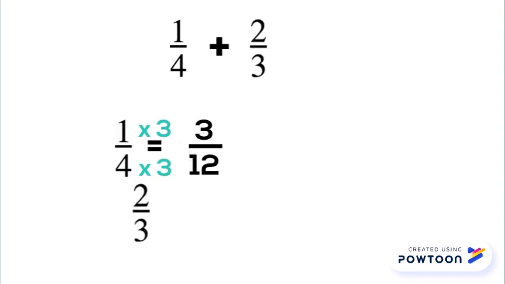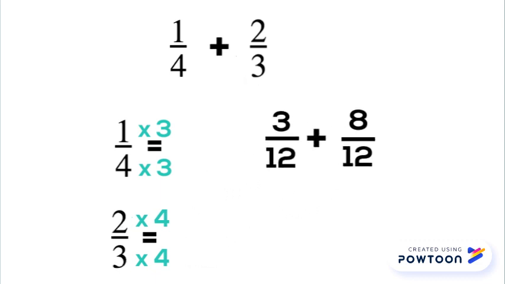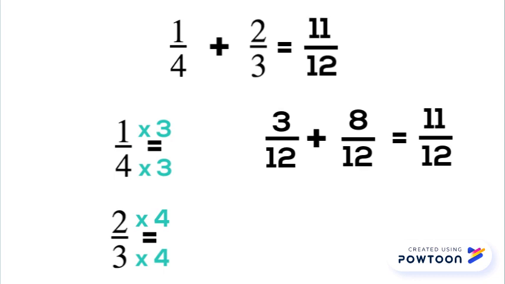Now we'll turn 2/3 into an equivalent fraction with the denominator of 12. We know 3 times 4 is 12, so we multiply our numerator by 4, and we get 8/12. Now we can add our fractions because they have like denominators. So we do 3/12 plus 8/12, and we get 11/12. So 1/4 plus 2/3 equals 11/12.